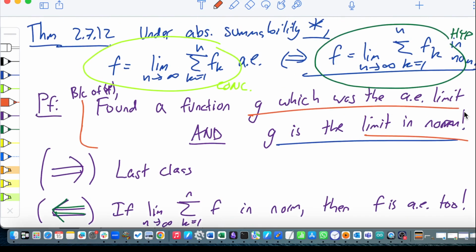I didn't write down the definition of g, but I told you the two properties of g that are important. I can even give you the definition, which is: g of x is equal either to 0 on the bad set, or it's equal to the sum when the sum makes sense and is absolutely summable.